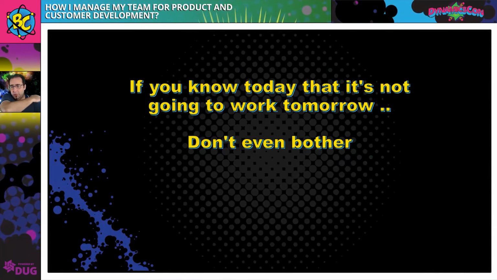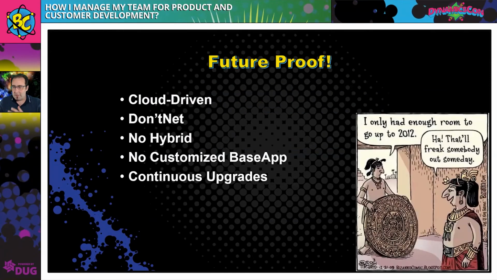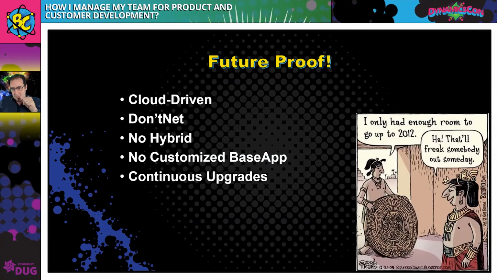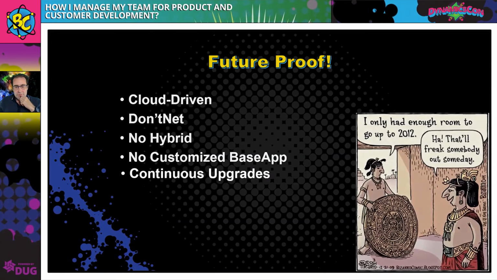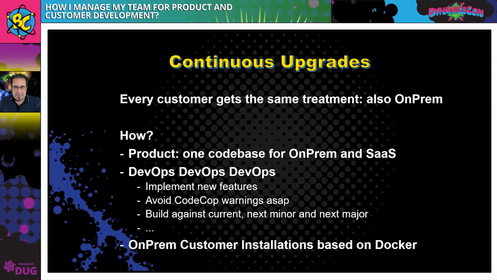If you know that it's not going to work tomorrow, then don't even bother. This is a repetition of what I already said, but what I wanted to draw attention to here is that to be future proof, we also need these continuous upgrades. And that goes for on-prem as well, which I already mentioned.